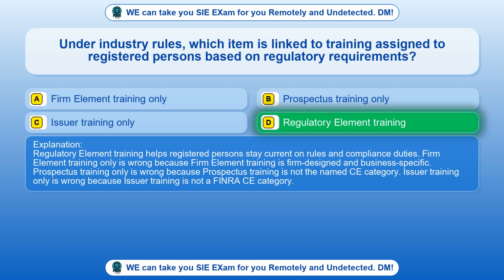Firm element training only is wrong because firm element training is firm designed and business specific. Prospectus training only is wrong because prospectus training is not the name CE category. Issuer training only is wrong because issuer training is not a FINRA CE category.